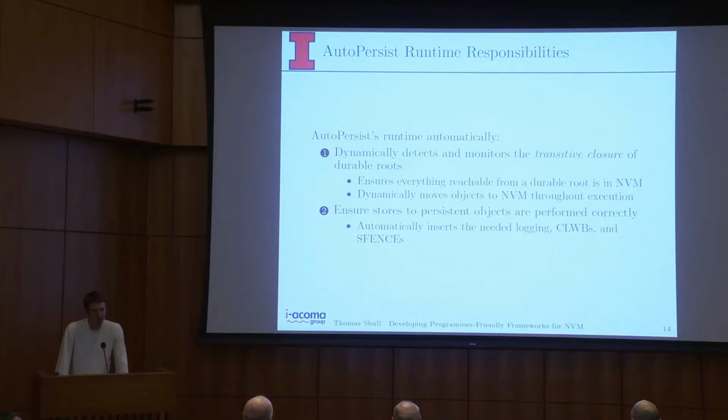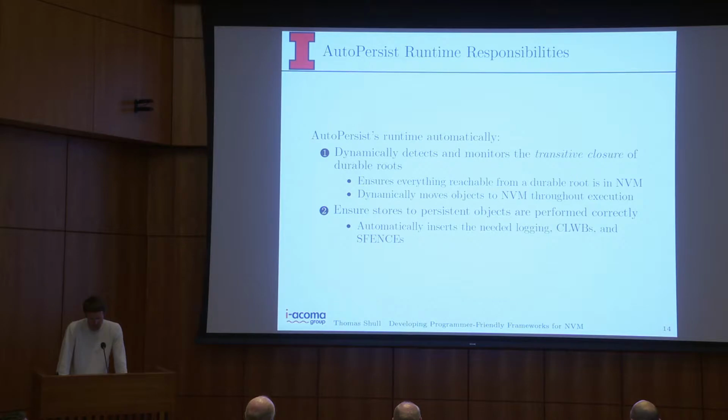And it does all this dynamic detection or monitoring to make sure that everything reachable from a durable root is in NVM, and to make sure that everything's reachable is in NVM, that requires it to dynamically move objects through NVM throughout execution as they become reachable from the durable root. The other thing AutoPersist does is once an object's in NVM, you also need to make sure that stores to it are done in a crash consistent manner.